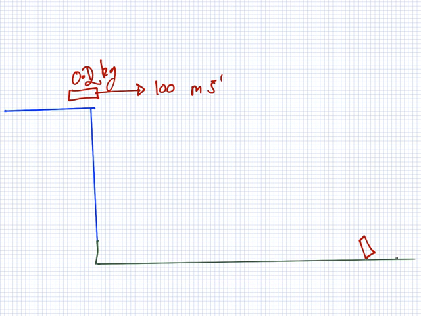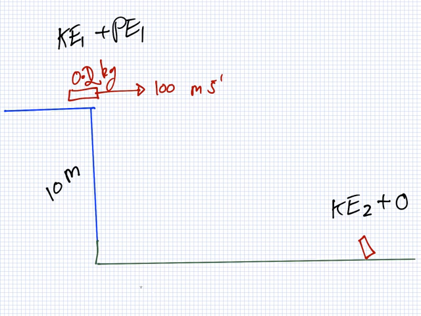We can use energy to solve this. What was the height? 10 meters. What energy does it have here? Firstly, does it have kinetic energy? Yes. Does it have potential? At the top, yes. Does it have kinetic here? Yes. Does it have potential? No. So KE1 plus PE1 should equal KE2 plus 0.